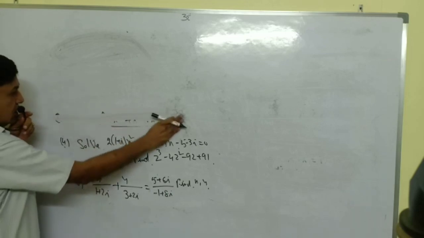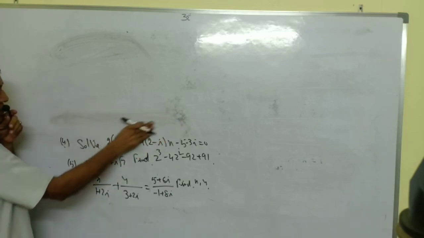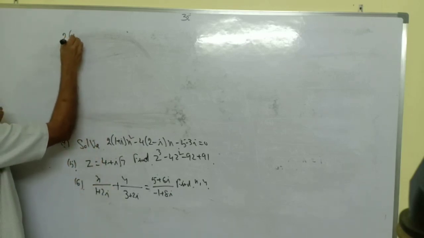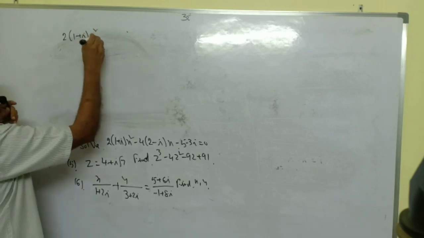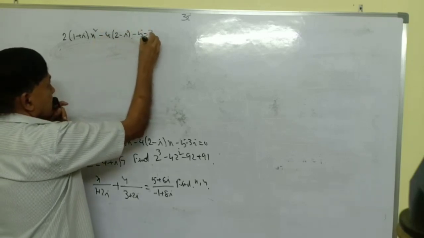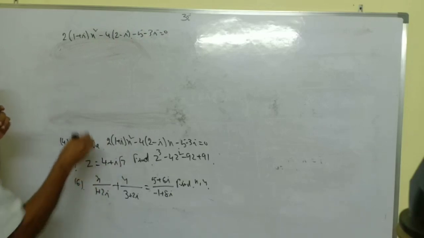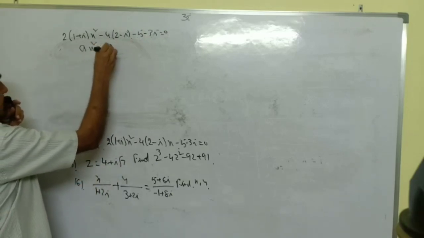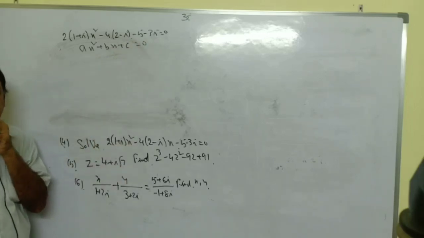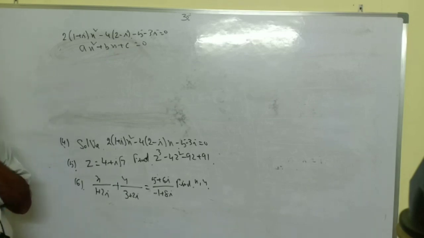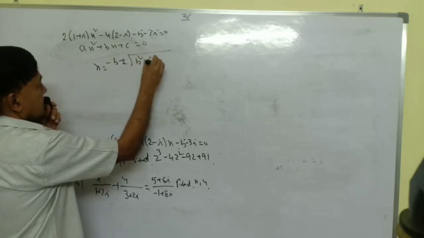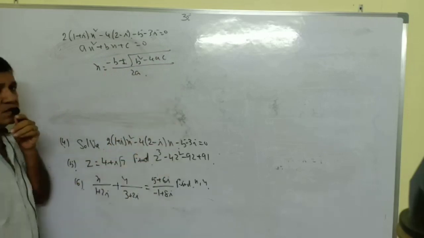Let's solve the quadratic equation. The next question is solving of the quadratic equation: 2 into 1 plus i x square minus 4 into 2 minus i x minus 5 minus 3i is 0. This is just like ax square plus bx plus c is equal to 0 form, where a, b, c are complex numbers here. Now, x is equal to minus b plus or minus square root of b square minus 4ac by 2a.